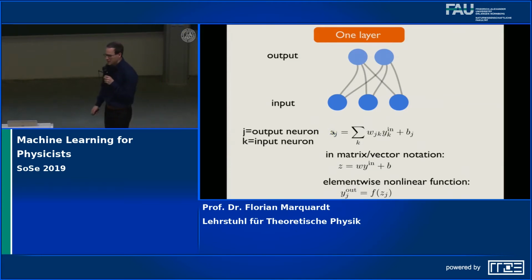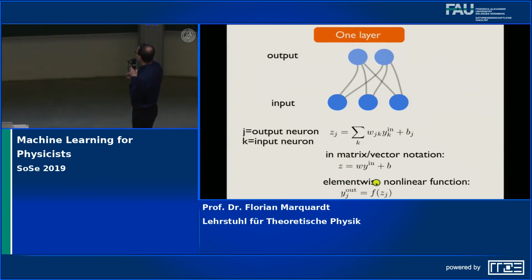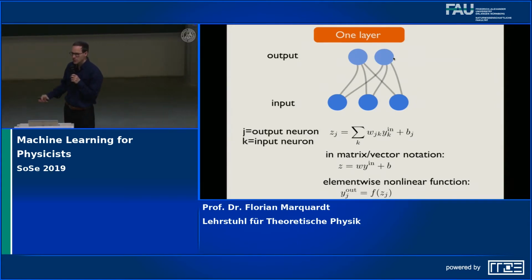But then, this is not enough. This wouldn't give you any powerful neural network. So in addition, you apply a nonlinear function, shown here. You apply a nonlinear function called f to each of these values that you calculated previously by the linear operation. And that's it. Then you just proceed step by step, layer by layer, doing the same: linear superposition, nonlinear function, linear superposition, nonlinear function.